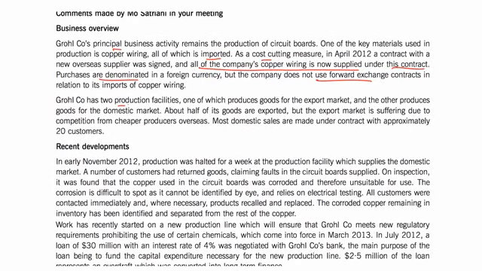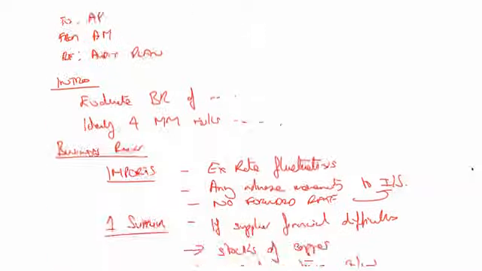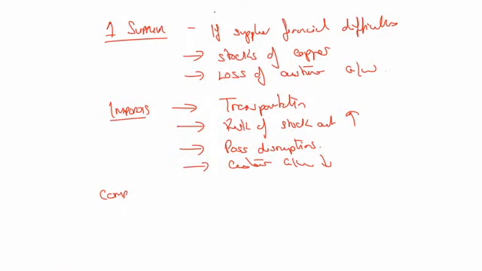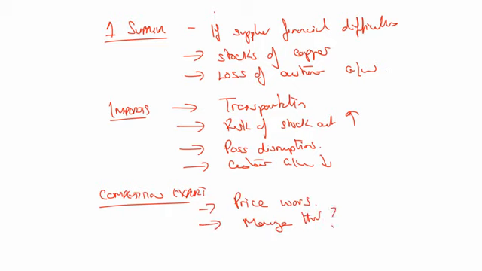They have 2 production facilities. One produces goods for the export, other produces for the domestic market. Half of its goods are exported, but the export market is suffering due to competition from cheaper producers overseas. Okay, and most domestic sales are made under contract with just 20 customers. So we have competition in the export market. So competition in the export market would mean possible price wars, and can we manage that? Are we capable of doing that?